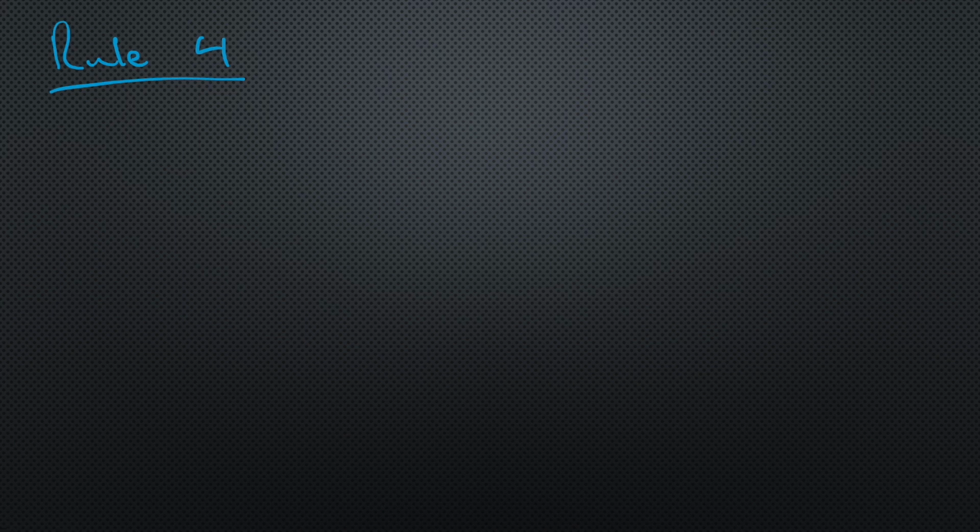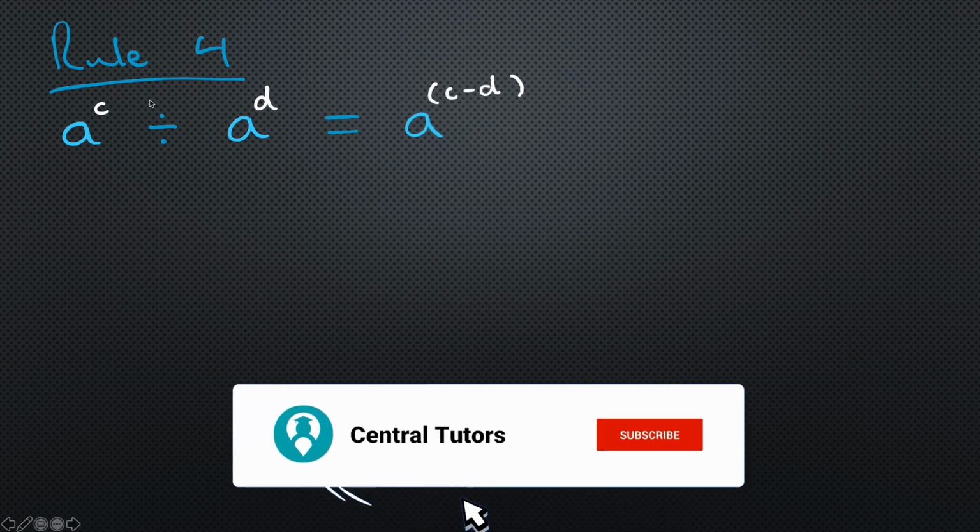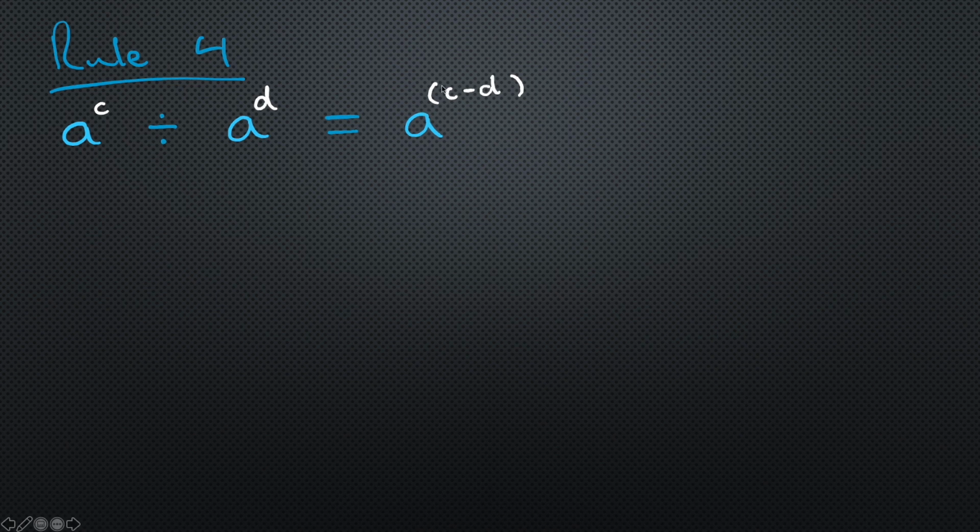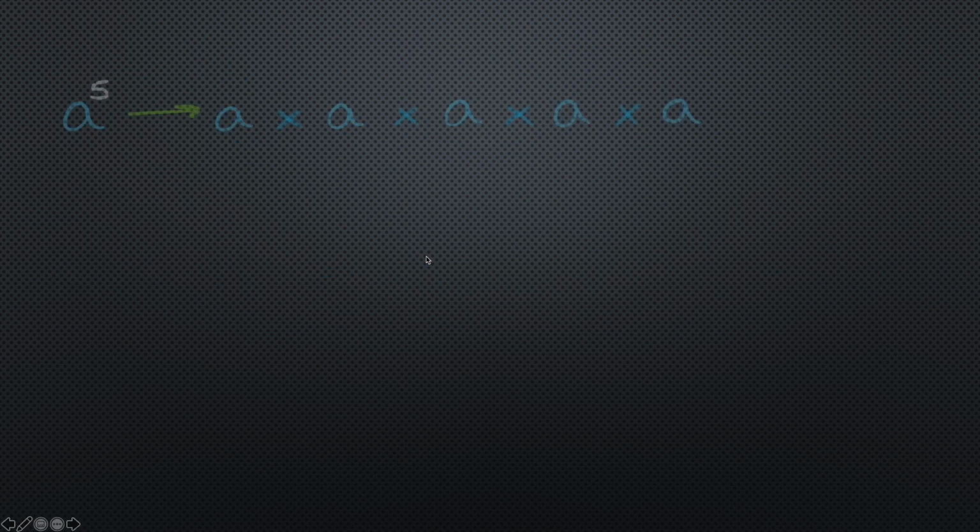So, next, moving on to rule 4, kind of the opposite of rule 3. a to the power of c divided by a to the power of d is just a to the power of c minus d. So when you're multiplying, you add the powers, when you're dividing, you subtract them. And these rules are fairly easy to remember, but just to show you how it works, here we would just have a to the power of 5 divided by a to the power of 2. We just minus these powers to give us a to the power of 3.